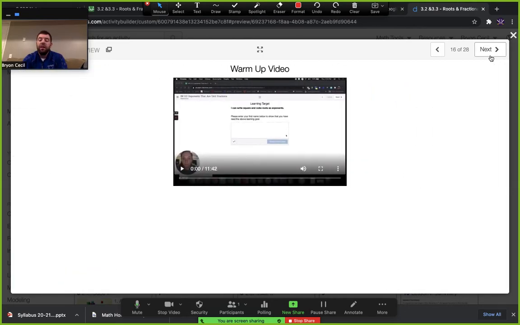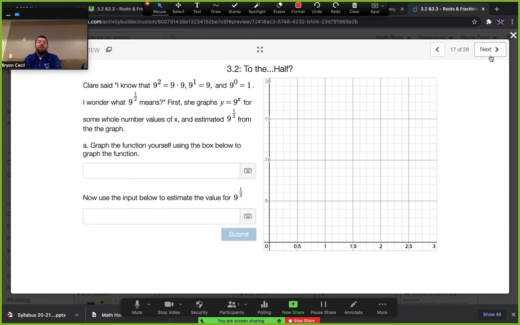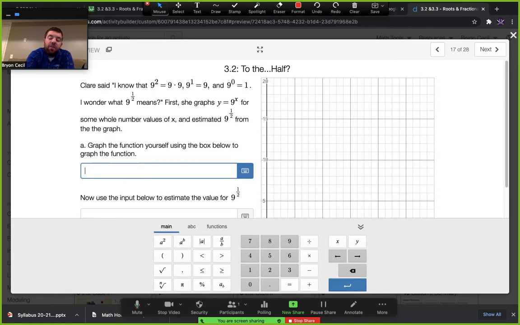Here's a video kind of going through that. All right, so 17. Claire said that she knows that 9 squared is 81, and 9 to the first is 9, and 9 to the 0 is 1. I wonder what 9 to the 1/2 means. First, she graphs 9 to the x for whole number values of x and estimates 9 to the 1/2 from the graph. So she graphs the function using the box below. So let's just do this. Y equals 9 to the x.